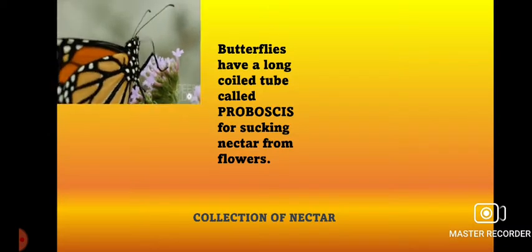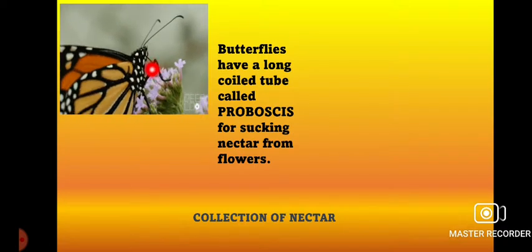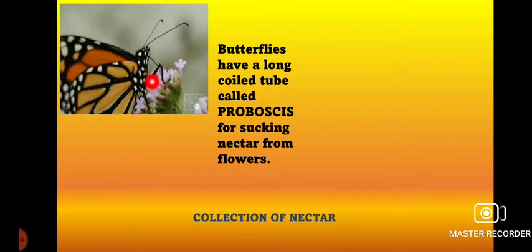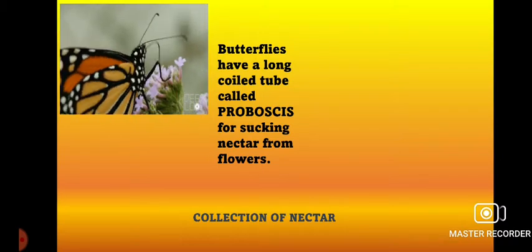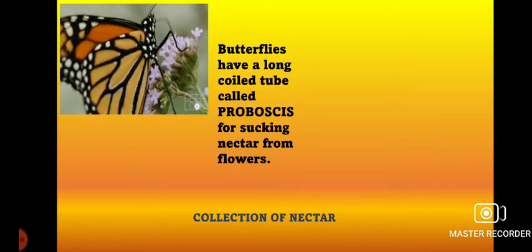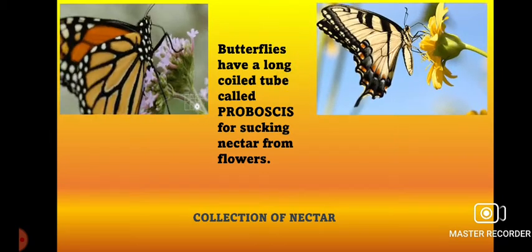Next, we are coming to the butterflies. Butterfly has another very peculiar structure. Let me show you what this is. This is a long tube structure which is called the proboscis. This helps the butterfly to suck the nectar from the flower. Okay, so this is helping the butterfly to suck the nectar from the flower.